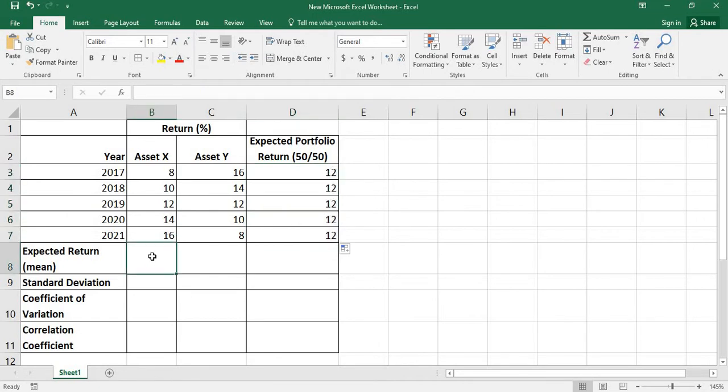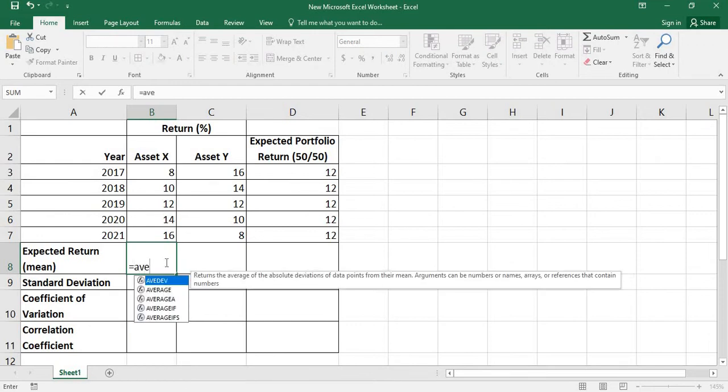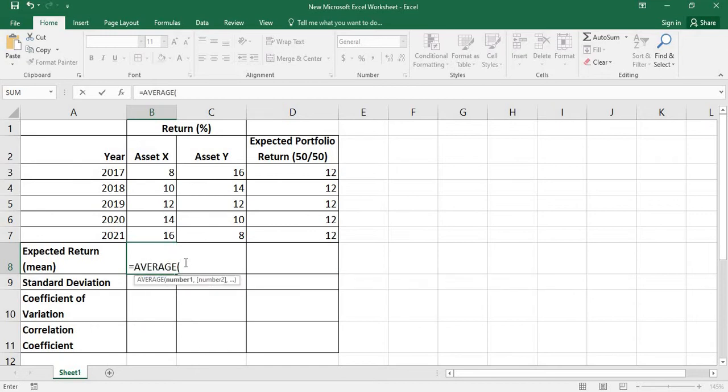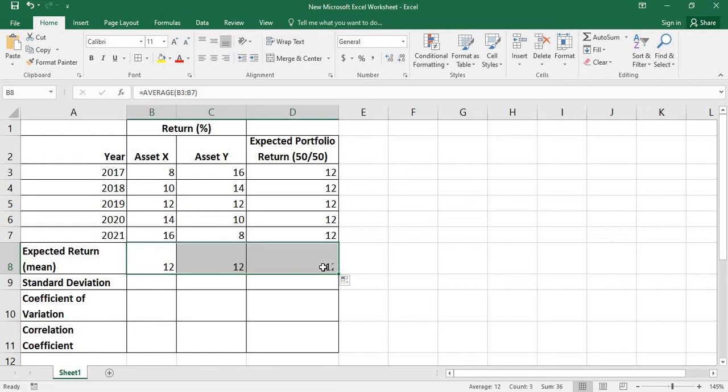Now let's calculate expected return or mean for asset X, asset Y, and expected portfolio return. So again, equal sign, then write down average. So you'll find the option here. So that's average. Then select your data, close your bracket, press enter. So once you have calculated it for asset X, you can do it for asset Y and portfolio. Just put your cursor here and drag it.